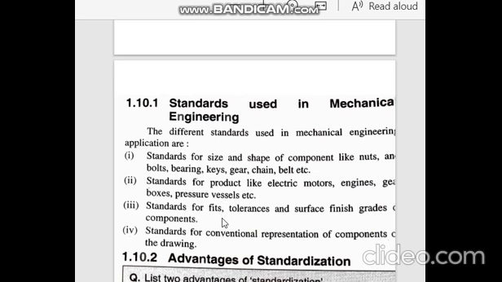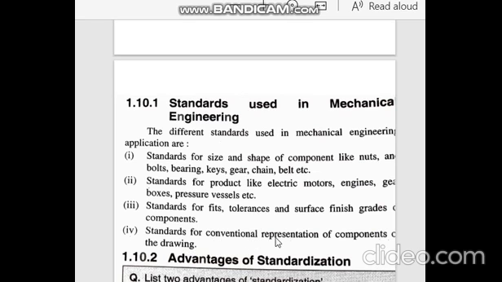Then standards for fits, tolerances, surface finish grades of components. Then standards for conventional representation of components and drawings. In drawings also you are learning that this should be drawn like this only. That is a standard. Engineering drawing is a standard. Who told that a center line should be a chain type, one big dash, one small dash, big dash, small dash? How a cutting plane line should be, how an outline should be, how the projection line should be, how a hidden line should be? Who told? It is the standards which are telling. So for all those things there should be a standard.